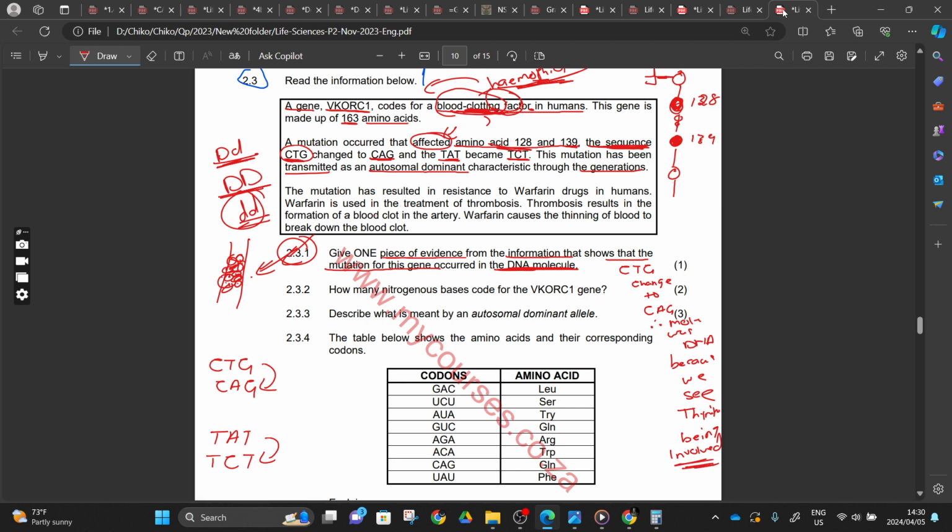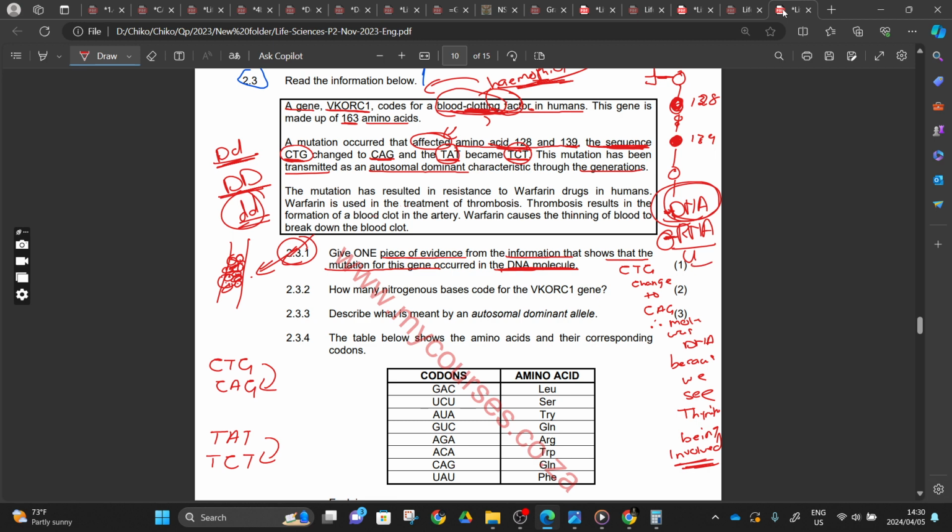So here's the thing, right? Because you know the difference between DNA and RNA, if this was not happening on DNA, it would be happening on RNA. DNA contains thymine, and RNA contains uracil. Since we are seeing T here and T here, it concludes that this change is happening at a DNA level, right? That's what you are going to give.